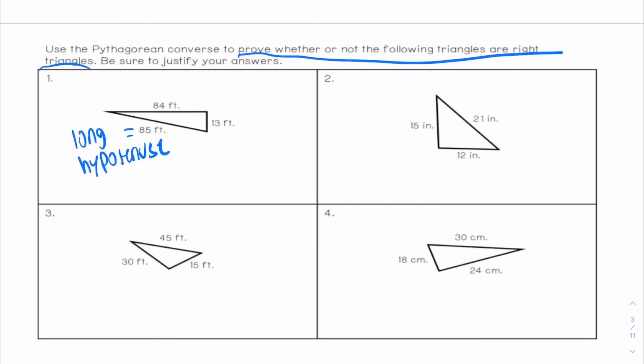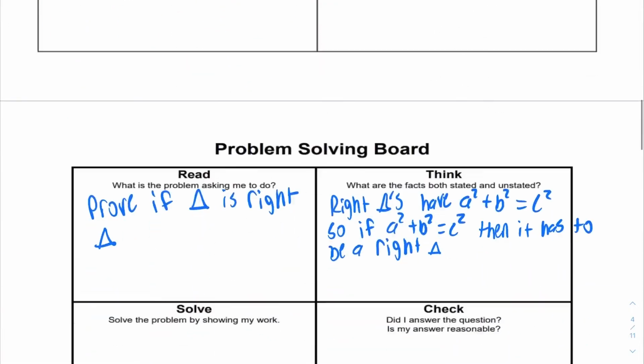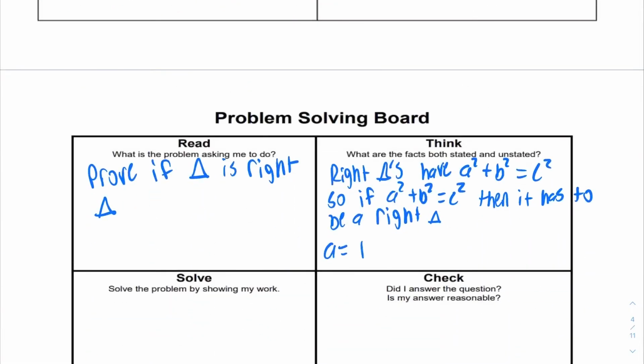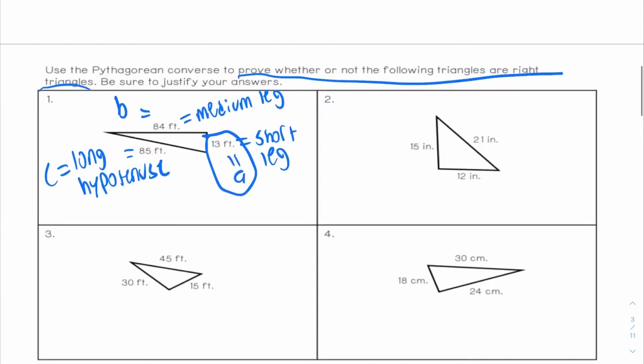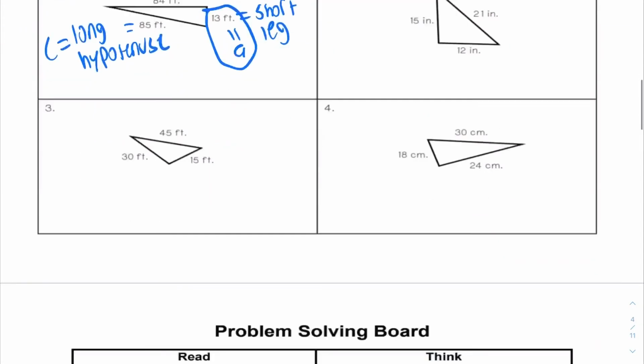Then out of these two, 13, that's short, and that's going to be a leg. This one is also short, but it's a little medium. Okay, so the short leg, I'm going to call this one A. The medium one, I like to use the medium one as B. And then the hypotenuse is always C. So we're gonna write down A equals 13, B is 84, and C is 85.